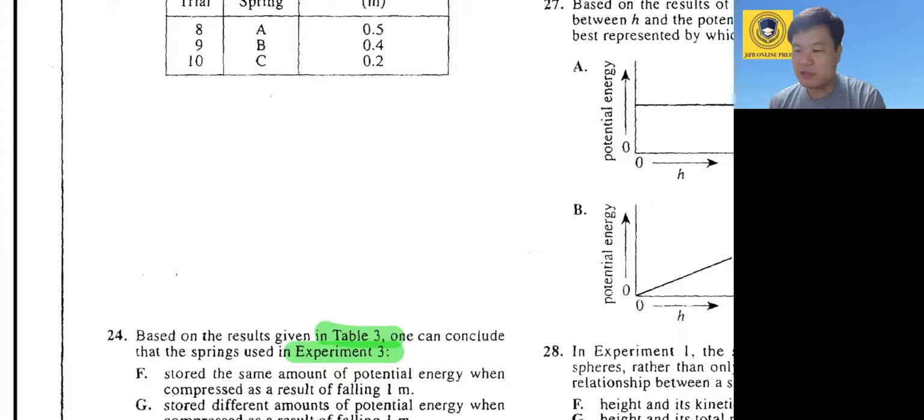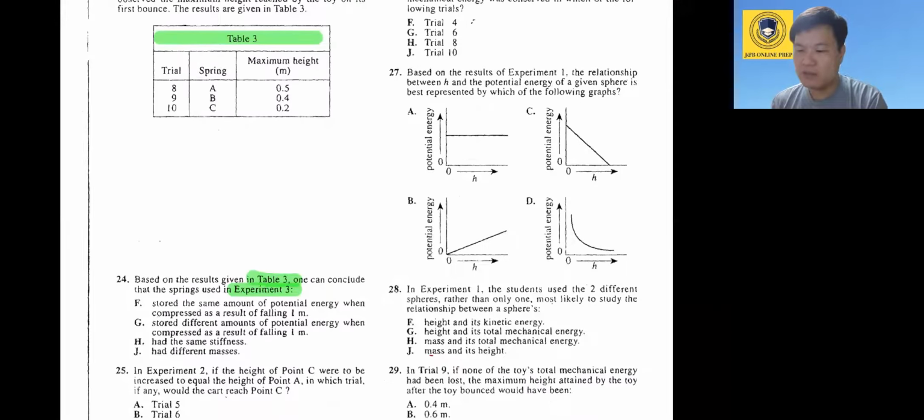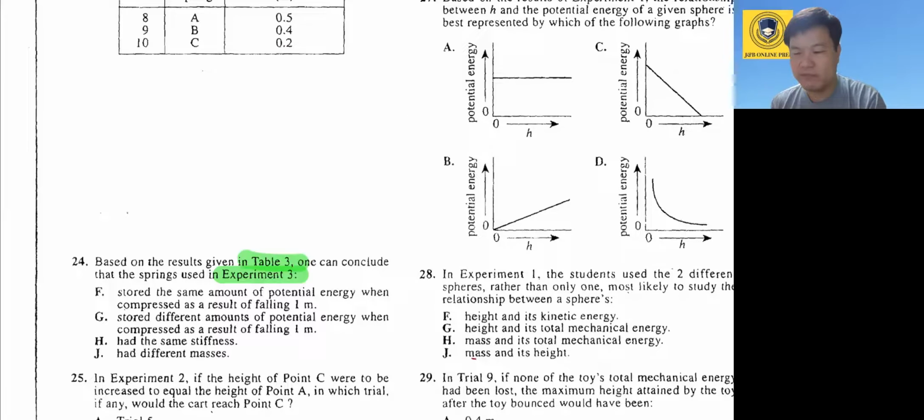Based on the results given in table 3, one can conclude that the spring used in experiment 3, how about F, stored the same amount of potential energy when compressed as a result of falling 1 meter. If these toys had the same potential energy, what would happen? They would reach the same height, but the maximum heights they reached were different. So we cannot conclude that the potential energy was the same. So F should be wrong.